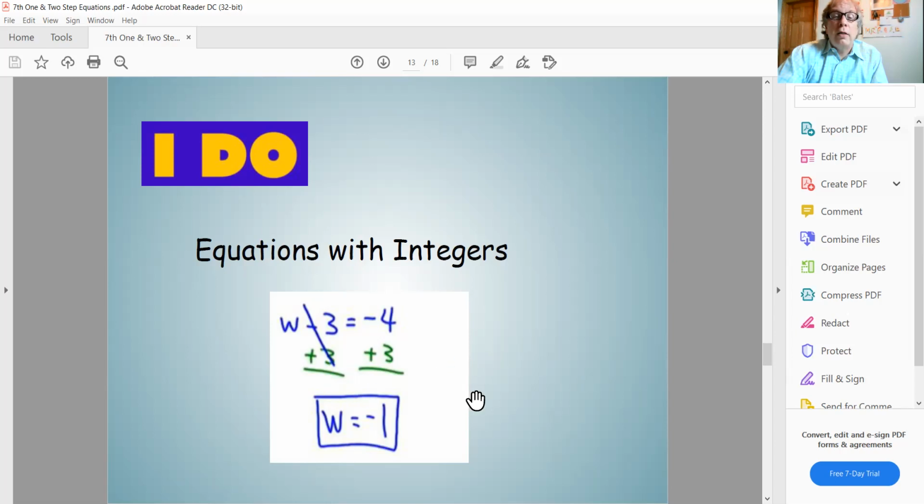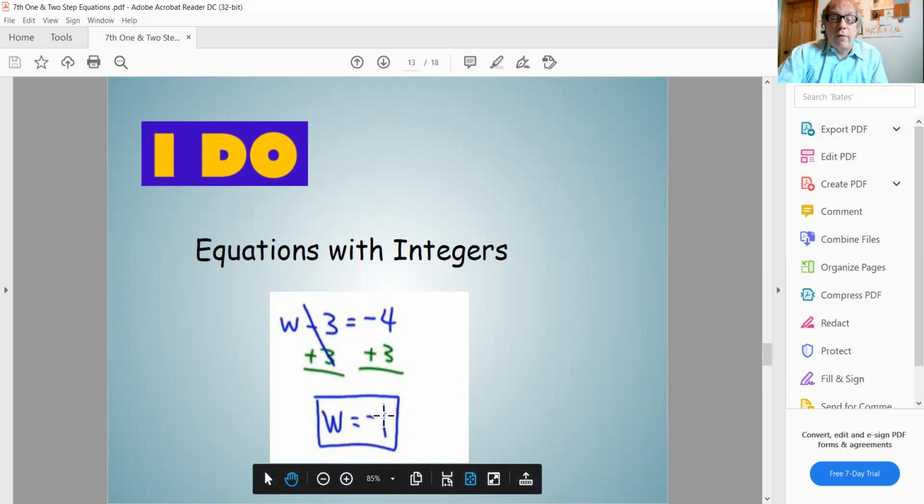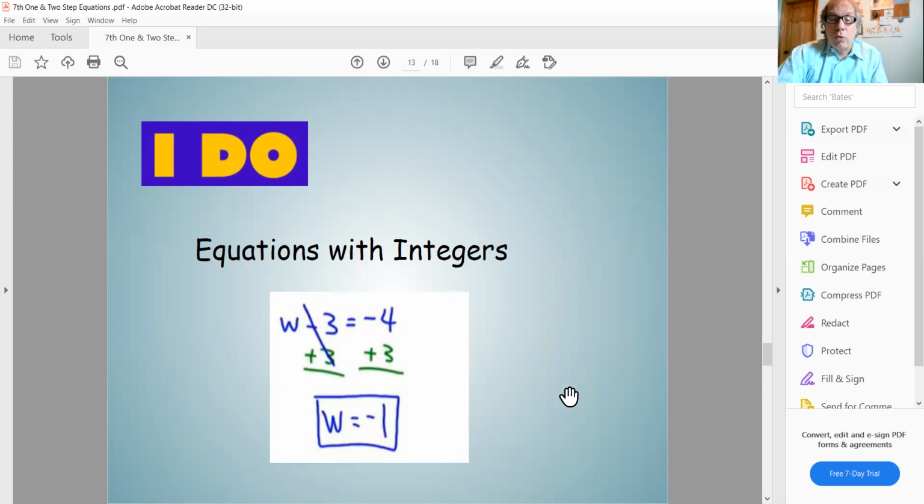We're trying to get the variable by itself. And how do we do that? You apply inverse operations to both sides of the equal. And we see an illustration here.